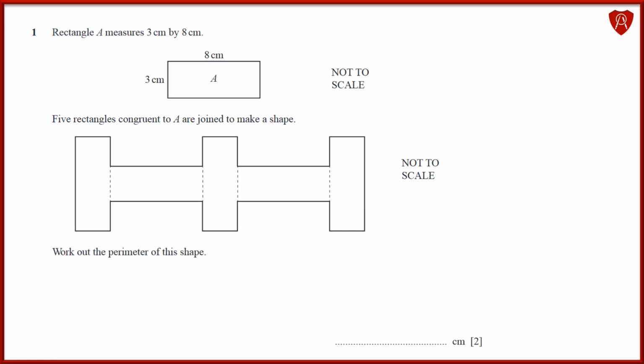Question 1. Rectangle A measures 3 centimeters by 8 centimeters. Not drawn to scale. 5 rectangles congruent to A are joined to make a shape. Work out the perimeter of this shape. Reminder, perimeter is the length of the outer boundary only.